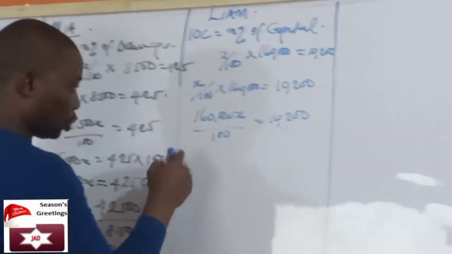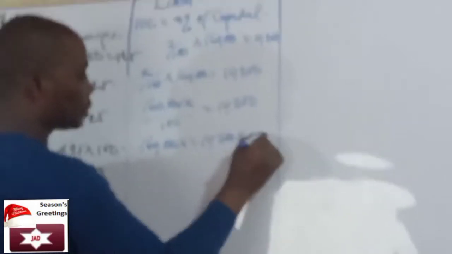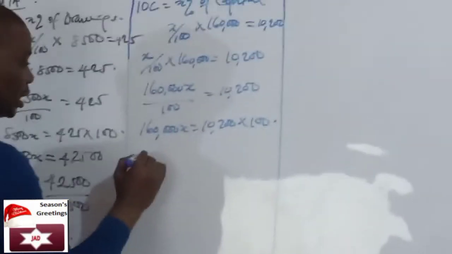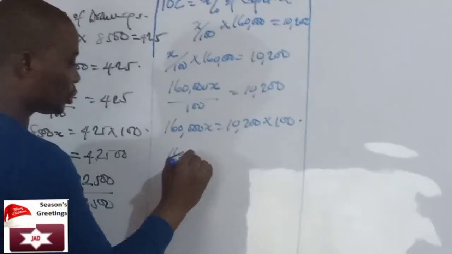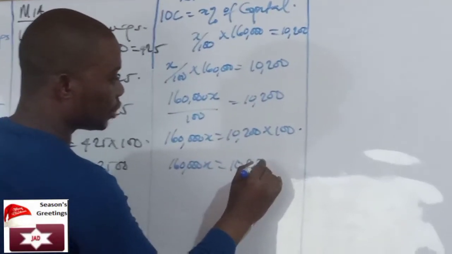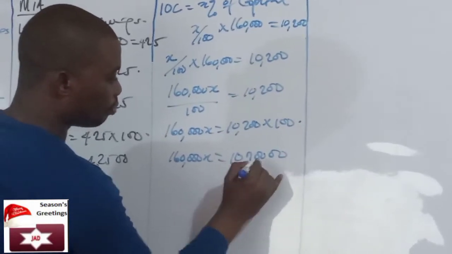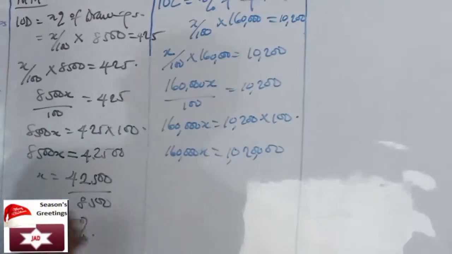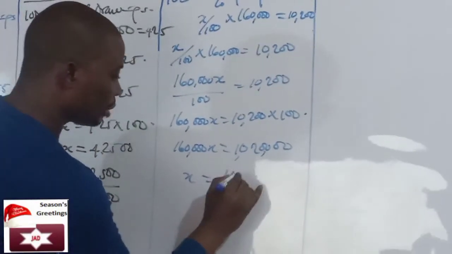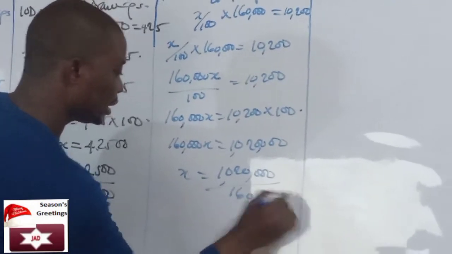So basically, if you cross multiply, 160,000 X will be equal to $10,200 multiplied by 100. So that means your 160,000 X will be equal to 10,200 times 100, that will be 1,020,000. So X will be equal to 1,020,000 over 160,000. So what do you have there?